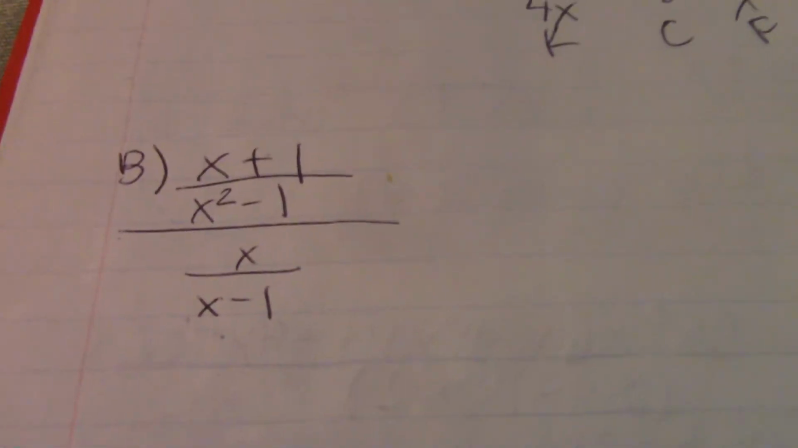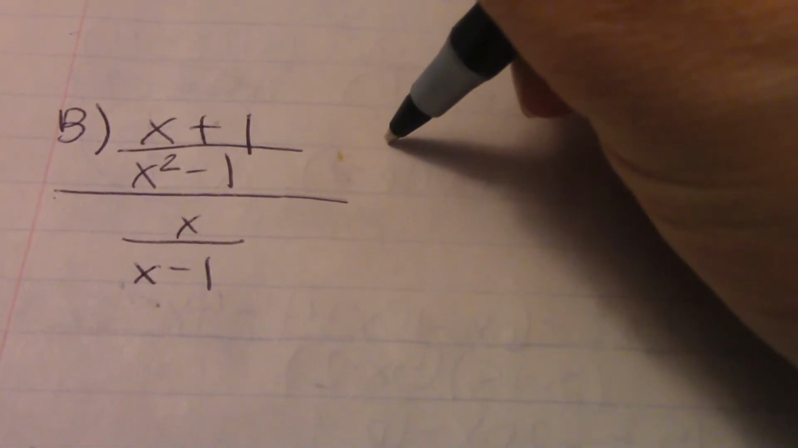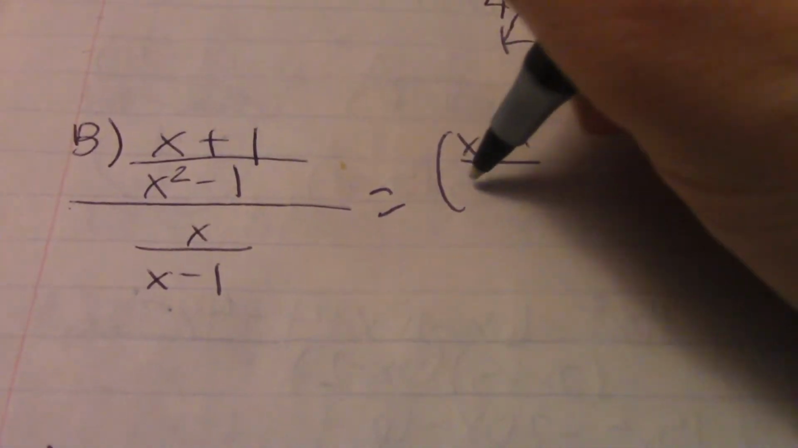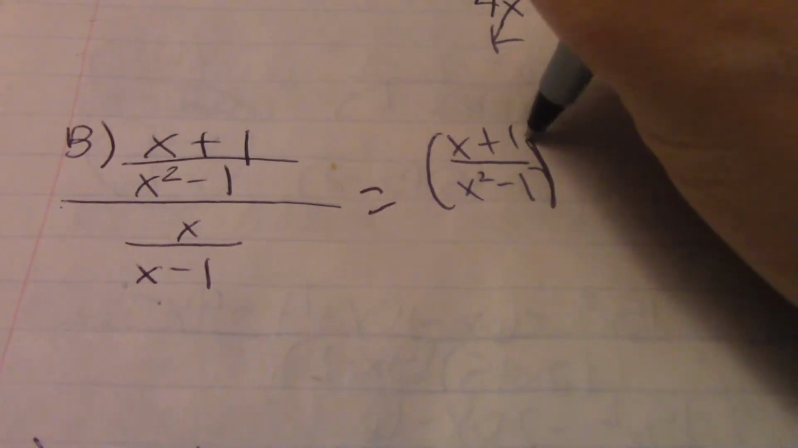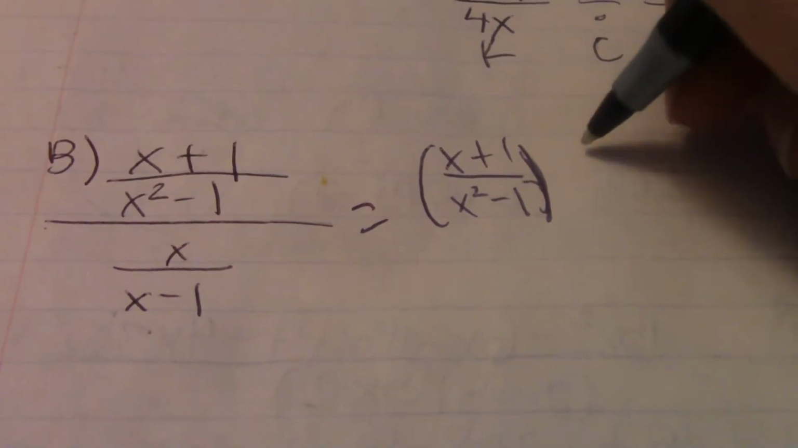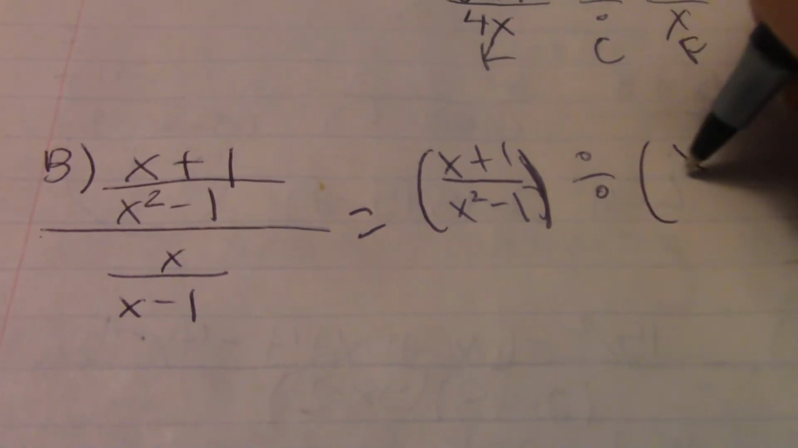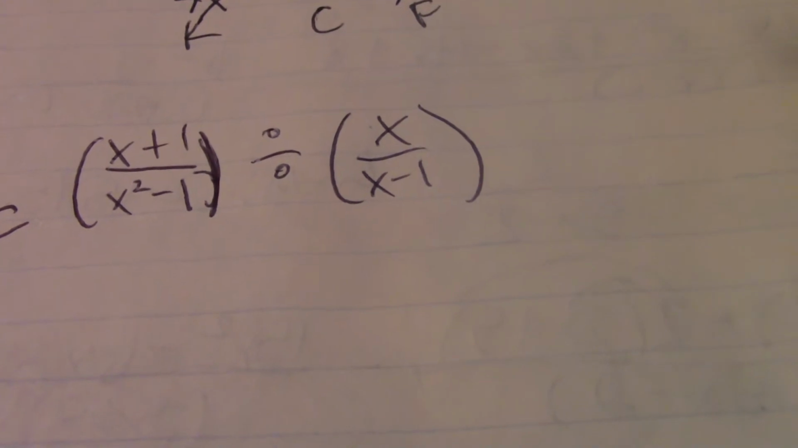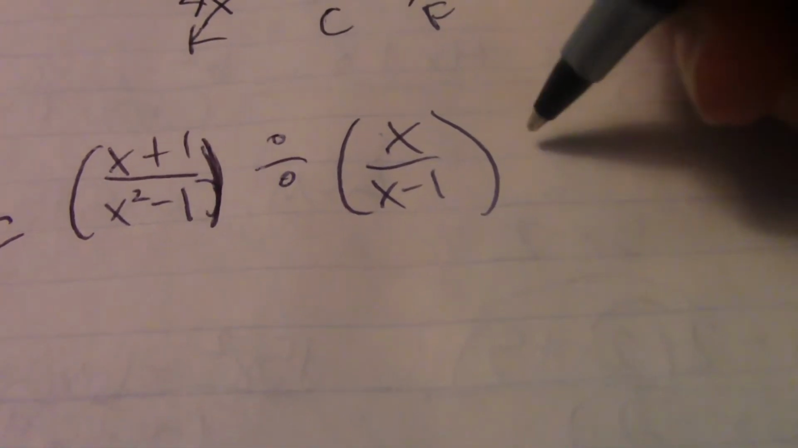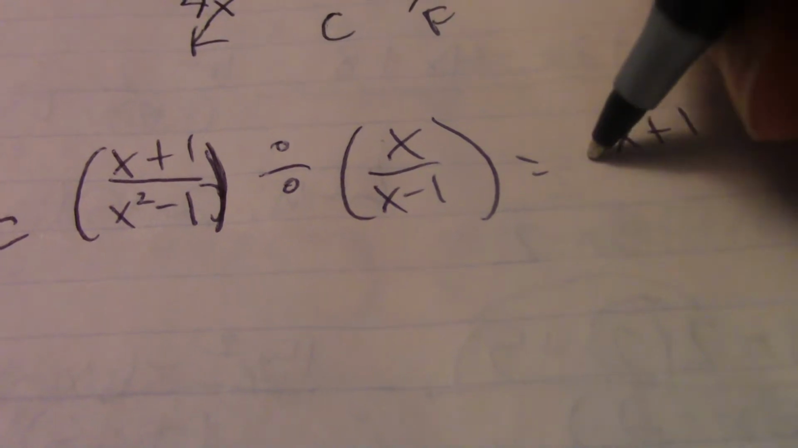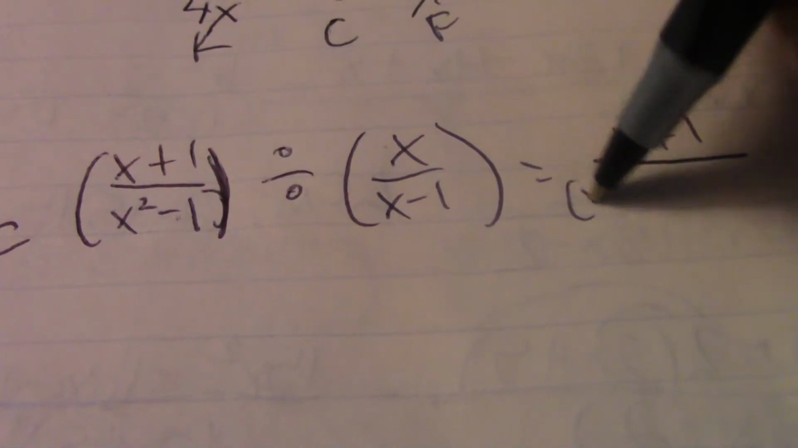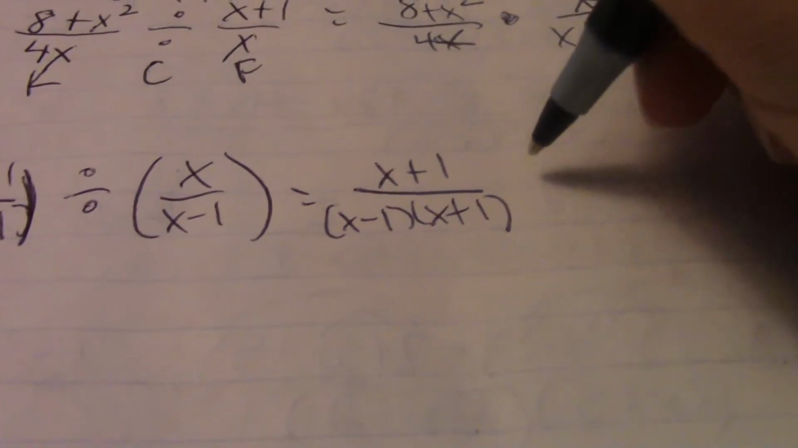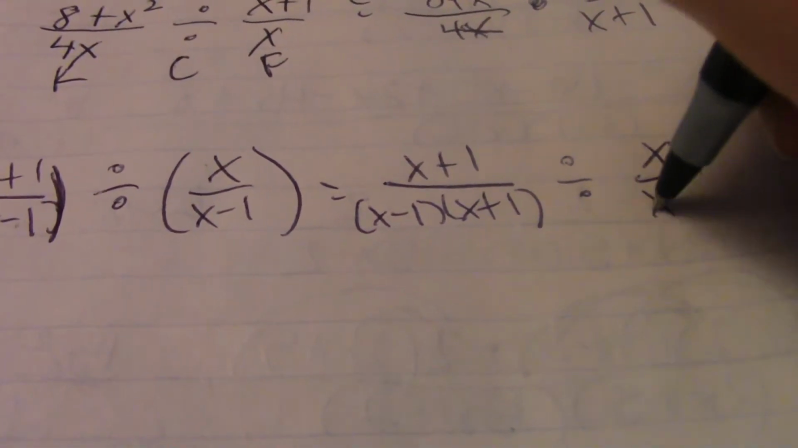B. This one, I'm going to go ahead and rewrite it, so x plus 1 over x squared minus 1. That's already in one fraction, it's nice. Divided by x over x minus 1. Remember sometimes we have to factor. So x plus 1 over, this factors to x minus 1, x plus 1, divided by that x over x minus 1.